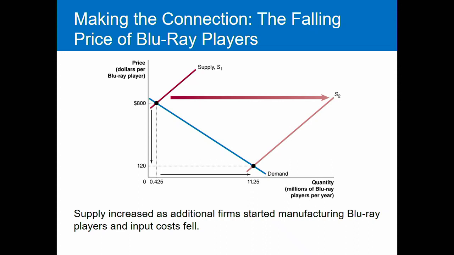So the price went from $800 with 400,000 being sold to all the way down to $120 a piece with 11 million being sold. So over time, an increase in supply can cause a drastic reduction in price and a substantial increase in the quantity being sold.